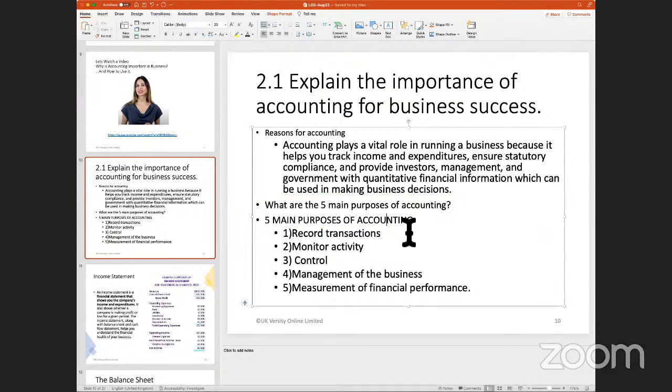Now, there are 5 main purposes of doing this. And in whatever way we look at it, these are the ways that we need to always bring out when somebody asks you, what is the importance of accounting for a business? Number 1, you want to be able to record transactions. Number 2, you want to be able to monitor the financial activity, or the income coming in and going out of the company. And that is basically monitoring finances for the company.